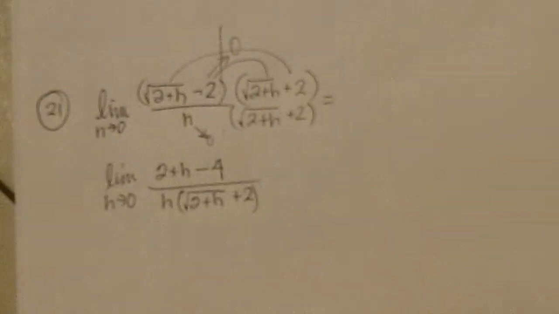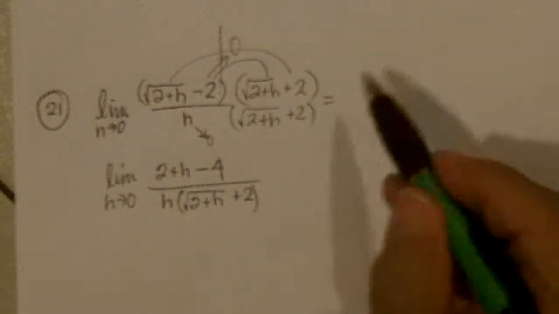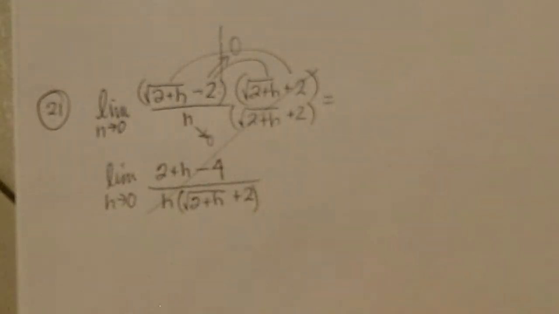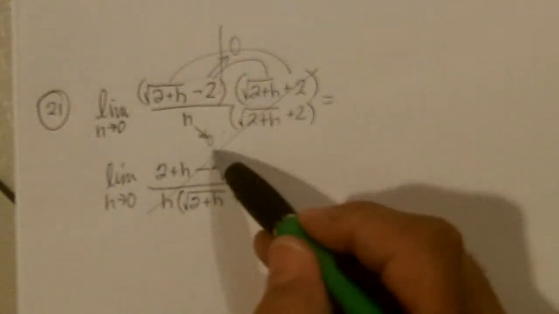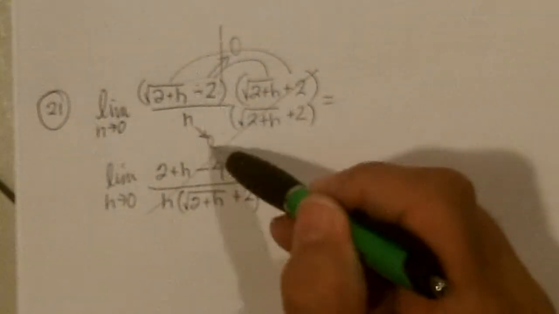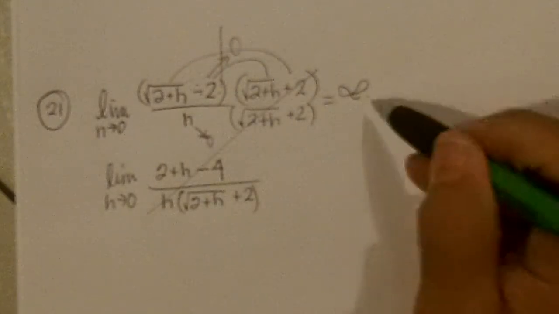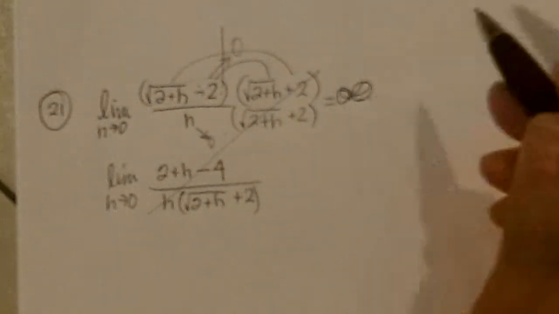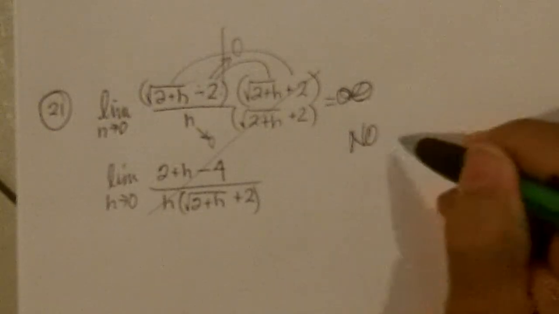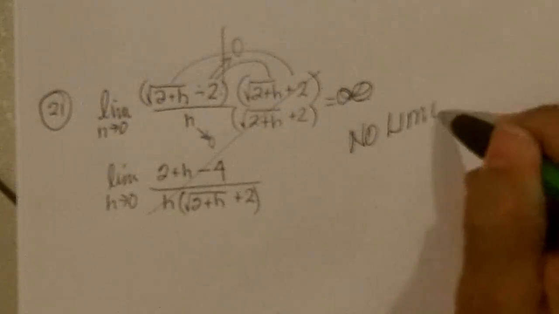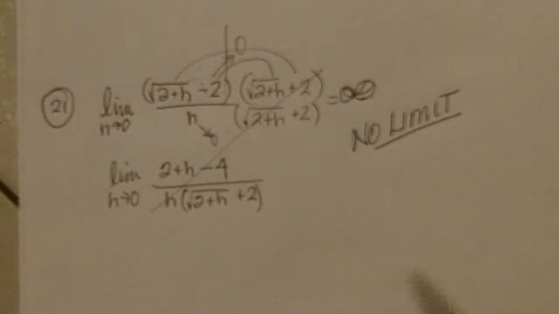And so this is not indeterminate. And so there's no limit here. This goes to a number that's not 0, and something over 0 goes to infinity. So an infinity is not a limit, so there's no limit on this one. So instead of blindly multiplying by the conjugate, I should have checked to see if it was indeterminate first.